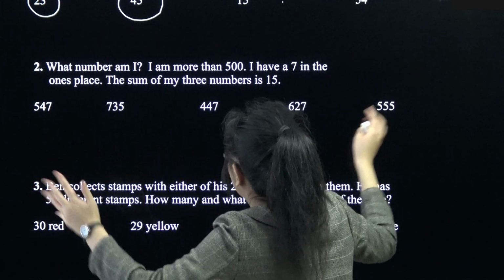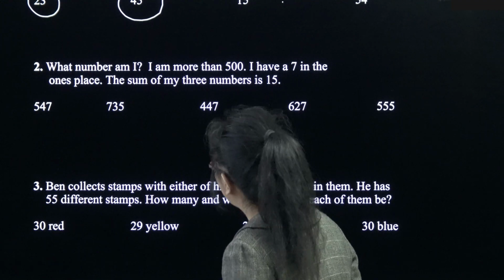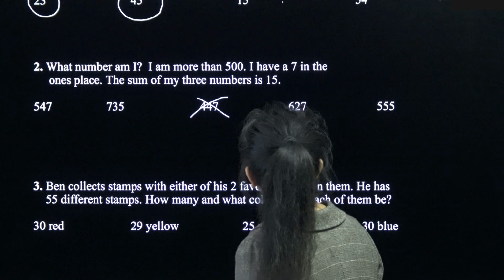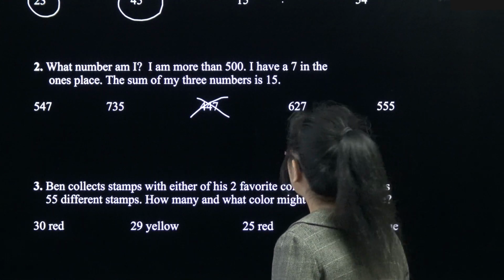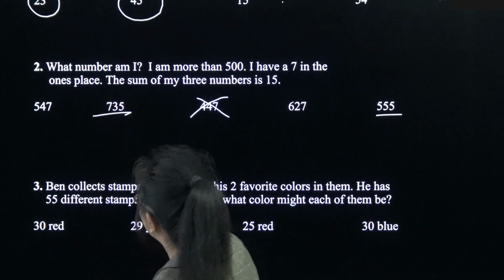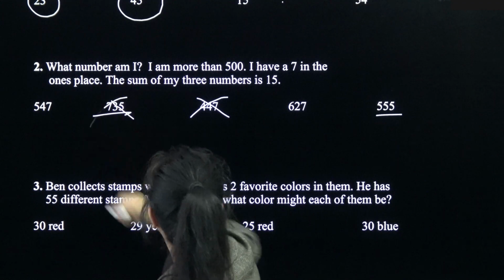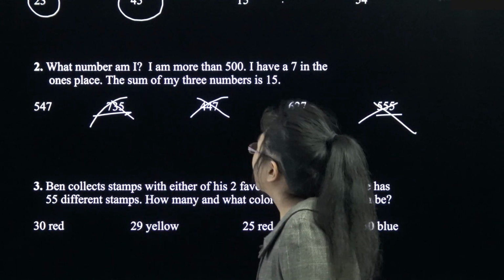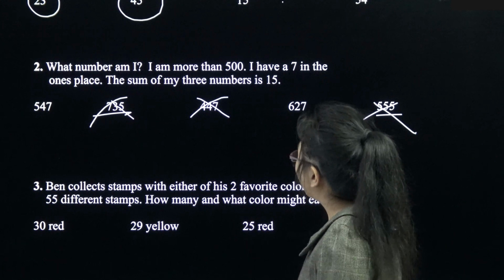Honestly, you could just logically eliminate. I am more than 500. There's only one that is less than 500, so that's not the answer. I have a 7 in the ones place. Well, these two have 5 in their ones place. That's not the answer. Now we are left with this. The sum of my 3 digits is 15.